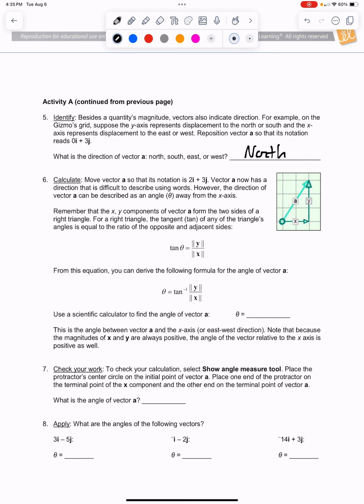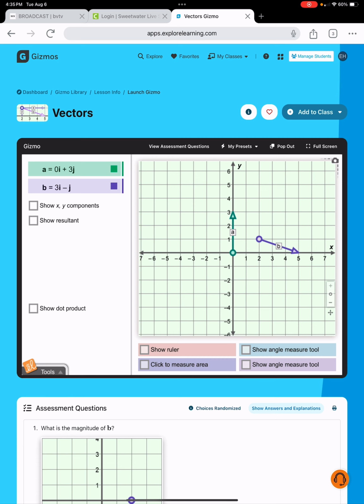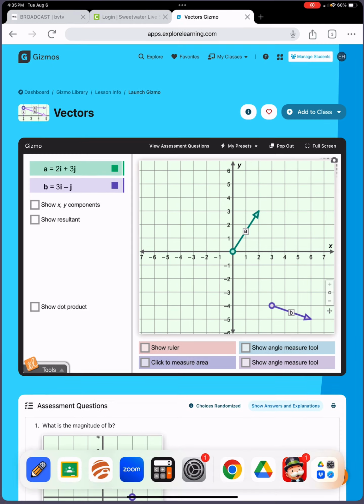Move vector A so that its notation is 2i plus 3j. I'm going to move vector B out of the way here. So 2i plus 3j would be 2 in the x direction and up 3 in the y direction. 2i plus 3j, you can see in the upper left-hand corner.